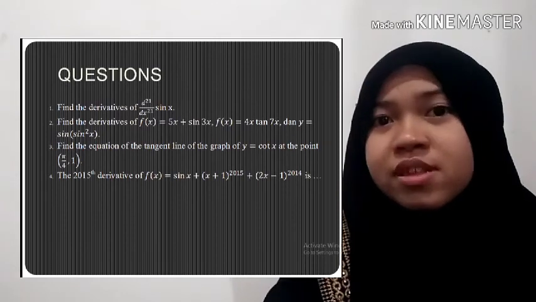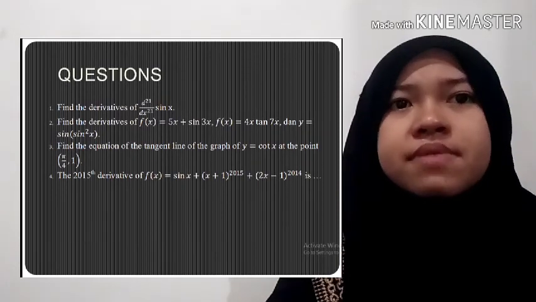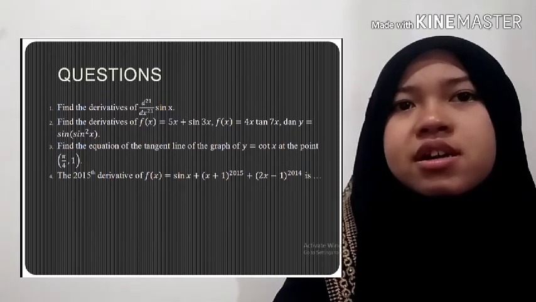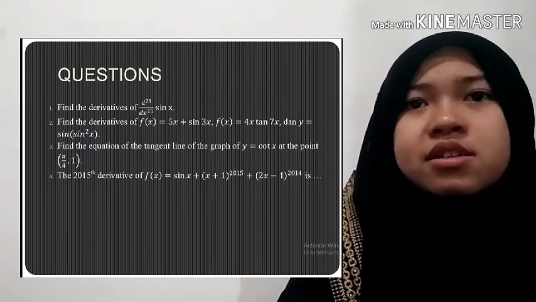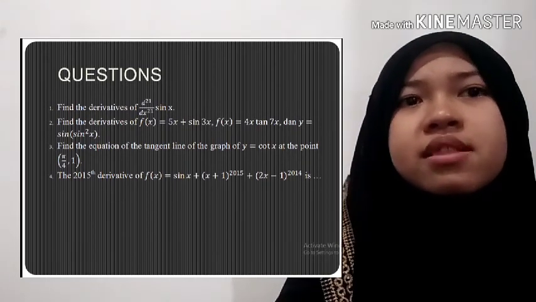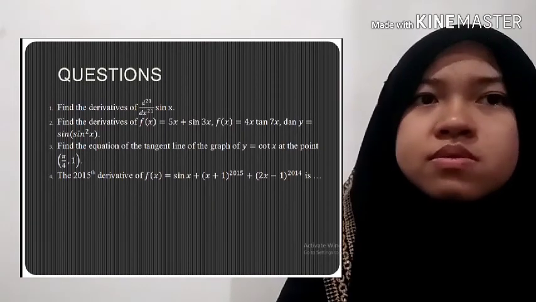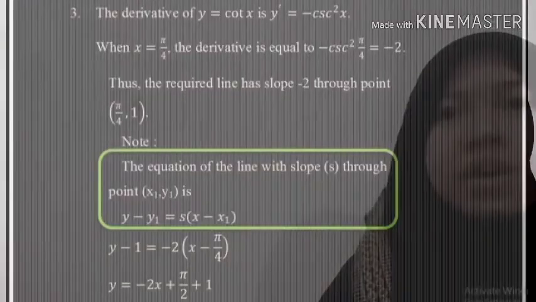Okay, let's continue with question number 3. Find the equation of the tangent line of the graph of y is equal to cotangent of x at the point pi over 4, 1.